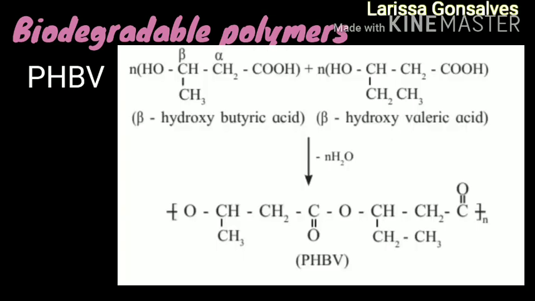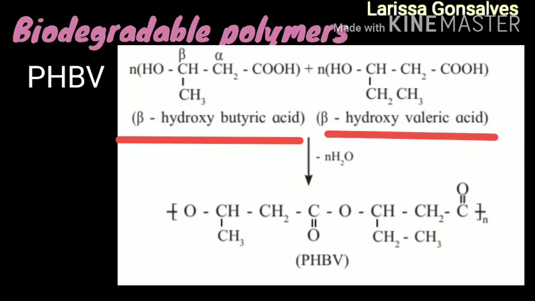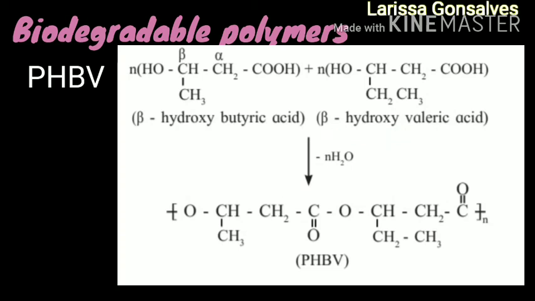The first one is PHBV. The two monomers used are beta-hydroxybutyric acid and beta hydroxy valeric acid. These are the structures of it. We have to eliminate a water molecule in order to obtain the polymer PHBV.